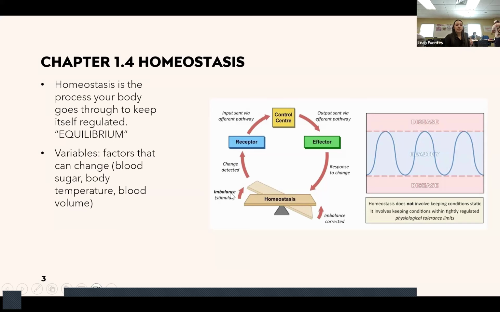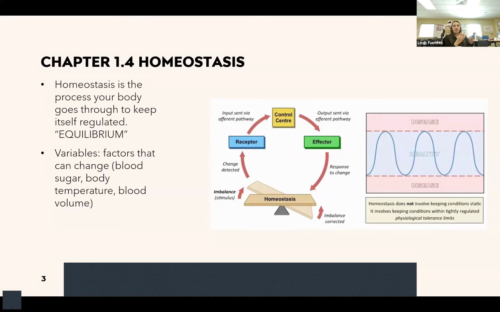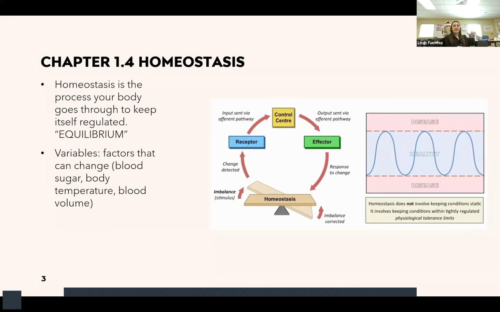So this little image here may possibly come up on your exam. Just know the imbalance, which is the stimulus, then the receptor, control center, effector, the response to change, and then that imbalance is corrected. I also like the image on the right-hand side with the wave lines. That's just how your body is staying in a healthy state, not going too far above or below where it's supposed to be, because then that can lead to disease.